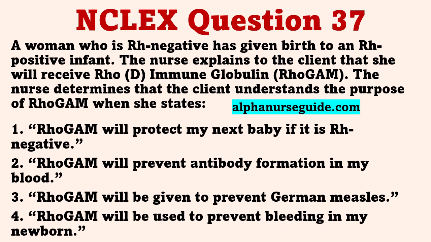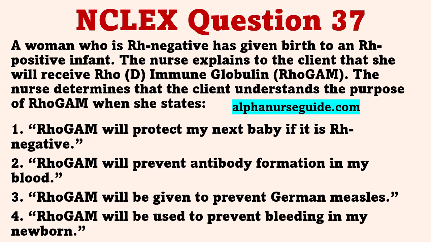A woman who is Rh negative has given birth to an Rh positive infant. The nurse explains to the client that she will receive RhoGAM. The nurse determines that the client understands the purpose of RhoGAM when she states: 1. RhoGAM will protect my next baby if it is Rh negative. 2. RhoGAM will prevent antibody formation in my blood. 3. RhoGAM will be given to prevent German measles. 4. RhoGAM will be used to prevent bleeding in my newborn.